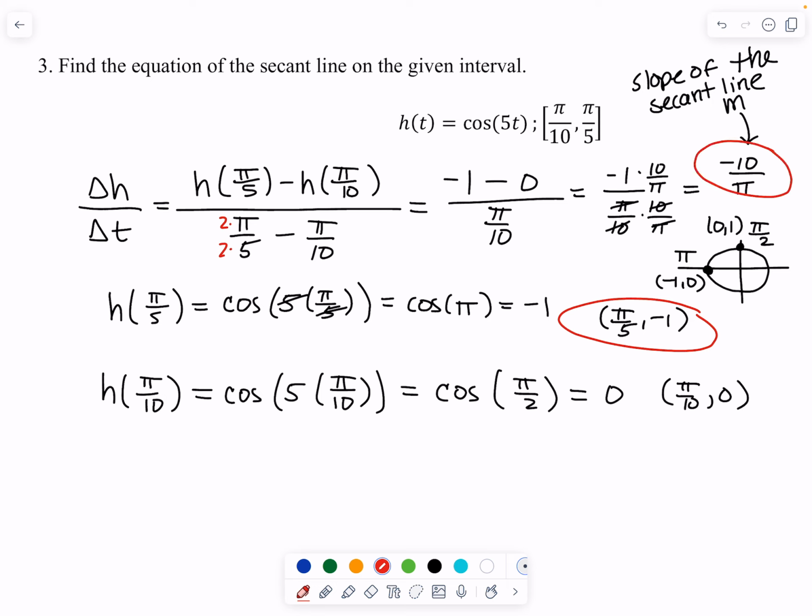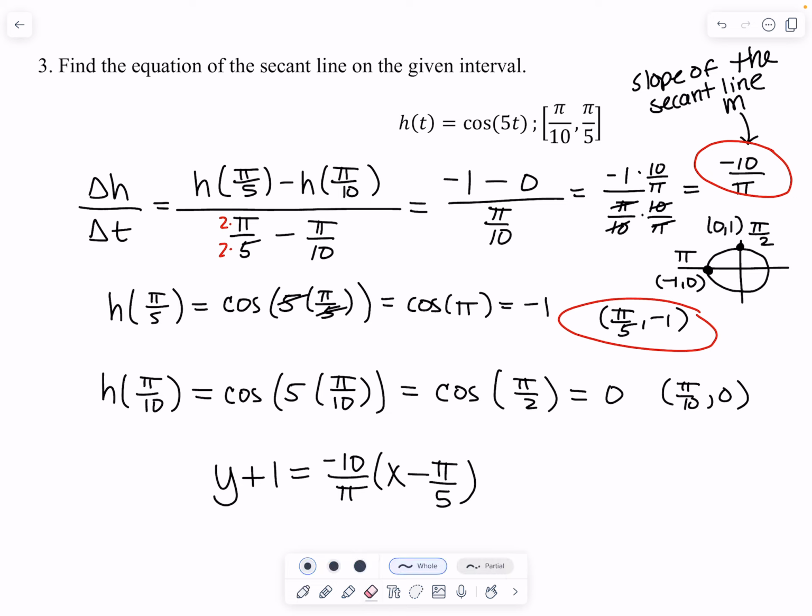Let's write our equation. So y minus -1, so y plus 1 equals the slope, -10 over pi, times x minus, and then the x value in the point is pi over 5. So that's one option. And they also did write this as h of t, so maybe I'd change the y to be h of t. But you don't have to, you could leave it as y.